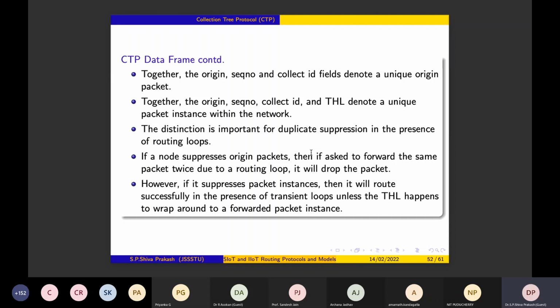Together the origin, the sequence number, and the collect ID fields denote a unique origin packet, and with the THL they denote a unique packet instance within the network. The distinction is very important for duplicate suppression in the presence of routing loops. If a node suppresses on the original packet, then if asked to forward the same packet twice due to a routing loop, it will drop the packet. However, if it suppresses on the packet instance, then it will route successfully in the presence of a transient loop, unless the THL happens to wrap around to a forwarded packet instance.